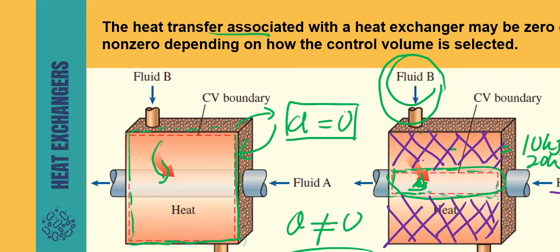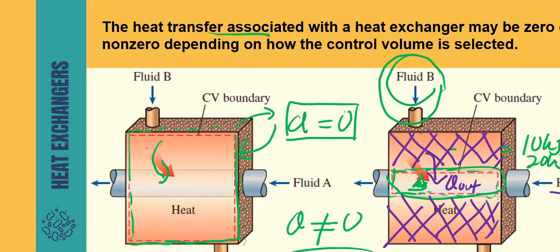So from fluid B to fluid A. There is Q out from fluid B, there is heat loss from fluid B to fluid A. Meaning that your Q is not equal to zero. So it can be 10, it can be anything else. It can be 20, it can be 30, but you need to calculate later. But this is just to show you that it is not equal to zero if you select your system to be either fluid B or fluid A.